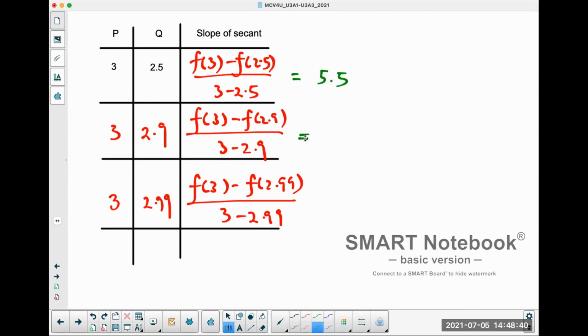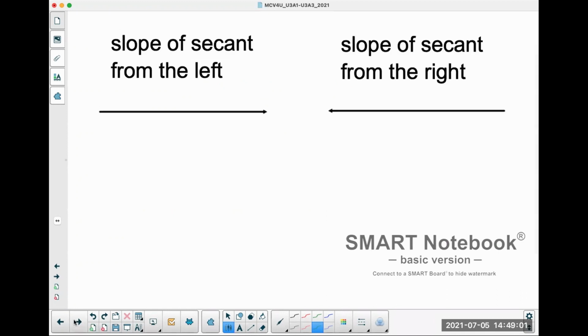Okay. What if you put in 2.9? You're going to get 5.9. What if you get 2.99? Well, you actually get 5.99. So if I put both of them on this next chart, this goes from 5.5 to 5.9 to 5.99. On the other side, it goes from 6.5, 6.1, 6.01, 6.001. Well, what do you think they're both converging towards?